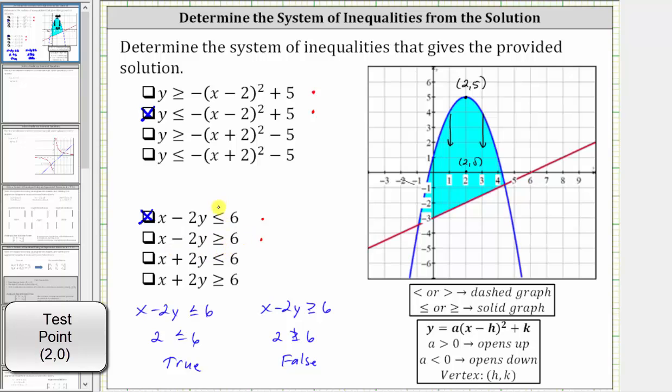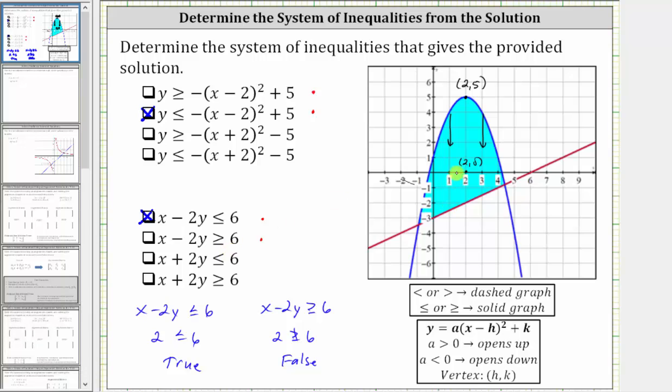So when the inequality is not solved for y, we do need to select a test point to determine whether we would shade above or below the graph.